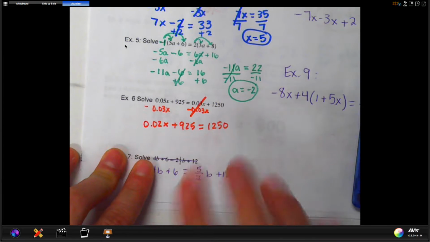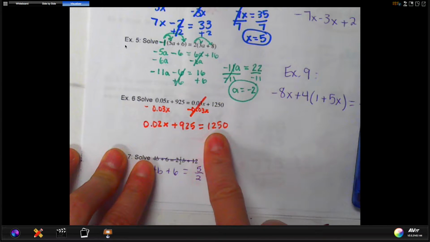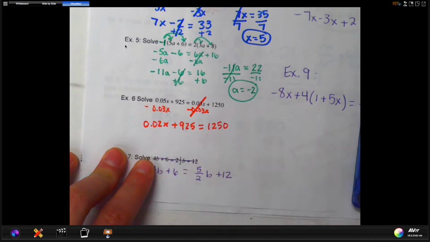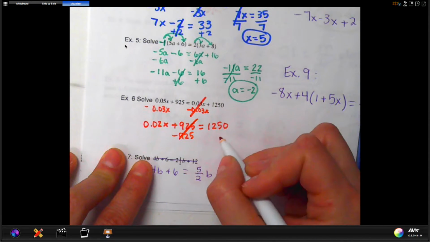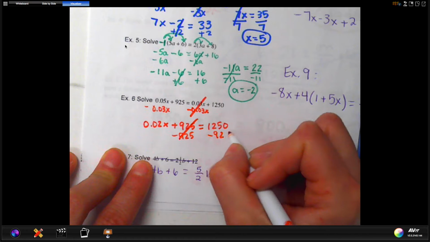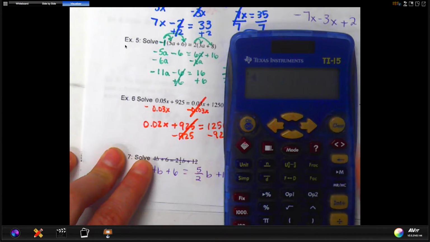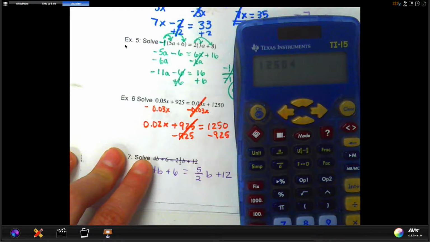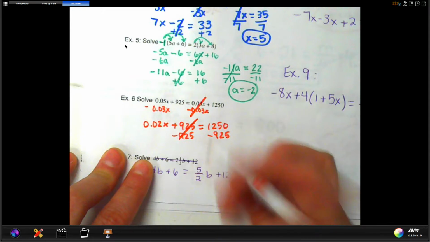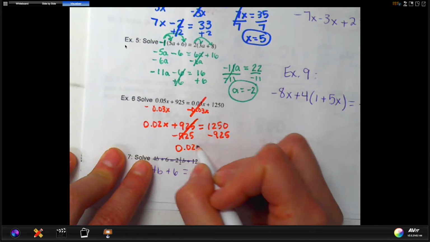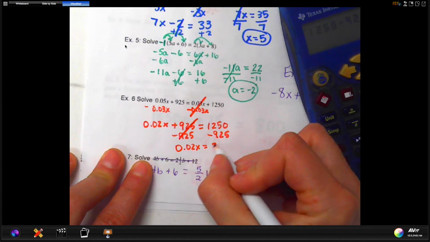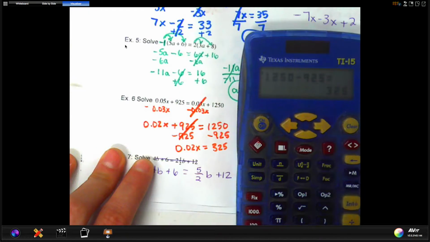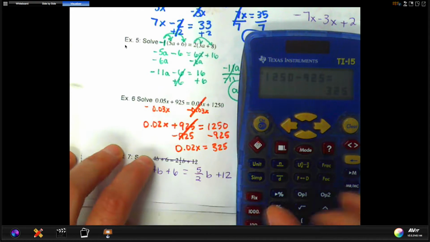So 1250 is already safe. It's already on the right side of the equation. We need to get 925 out first now. So the opposite of plus 925 would be to subtract it. So we cancel it. Now we cancel it over here. And again, make sure that you use a calculator either on your phone or on your Chromebook if you're unsure. So 0.02x comes down, and then as you can see here, it's 325. With these bigger numbers and with decimals, using a calculator really does help you get the right answer.